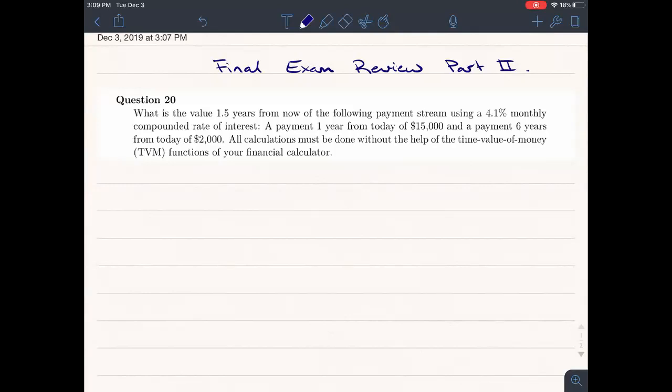All right. So we're working through the practice final. What's the value 1.5 years from now of the following payment stream using a 4.1% monthly compounded rate of interest? So we've got a payment 1 year from today of $15,000 and a payment 6 years from today of $2,000. All calculations must be done without the help of the TVM functions of your financial calculator. So even though you should use it to check your answers, you have to show your work that you're doing by hand. The TVM functions are just the white buttons on your calculator.